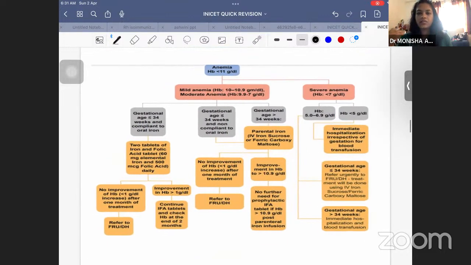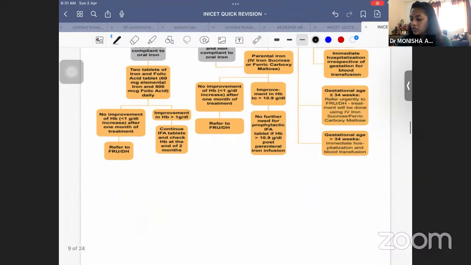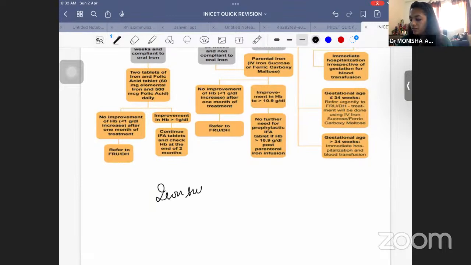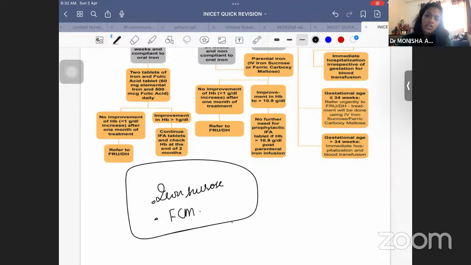And this is the treatment that they have mentioned. So what you have to do is just read up on this table. I'm not going to go into detail. Remember, for the treatment, they have advised iron sucrose as well as FCM, ferric carboxymaltose. So that is a very important aspect you have to remember. These two things are under the Anemia Mukt Bharat.